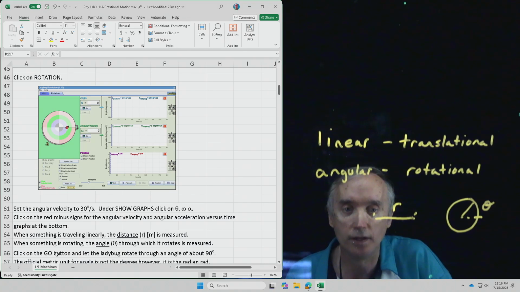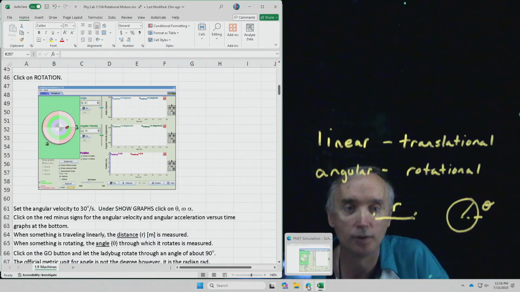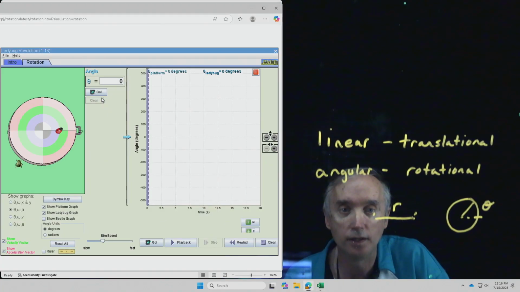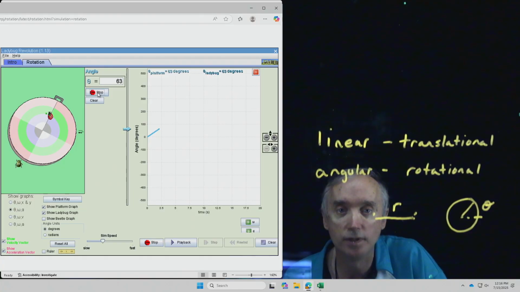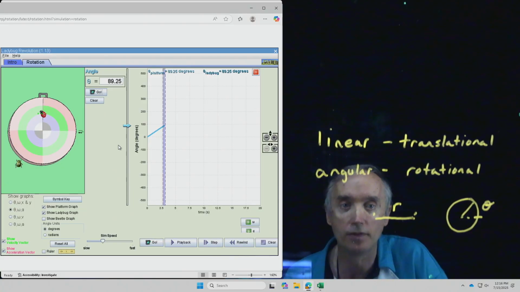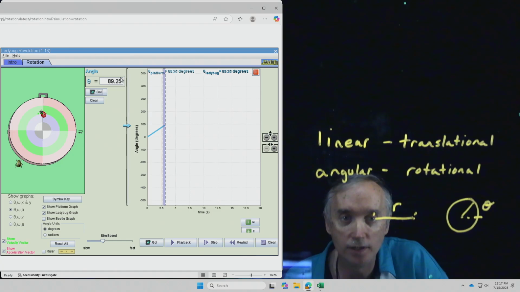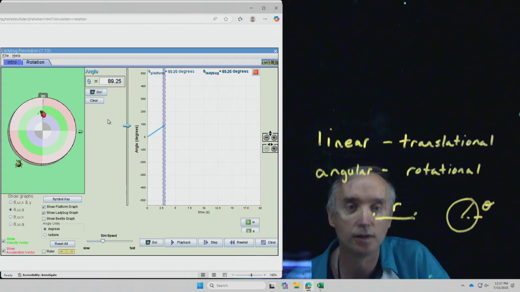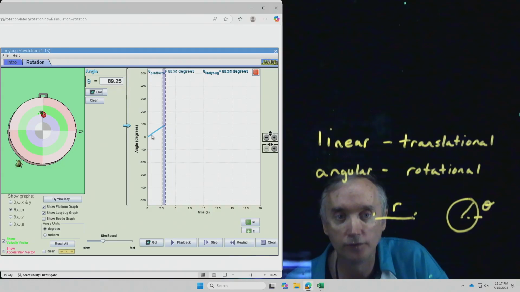So we're going to click on the go button and let the ladybug rotate through an angle of about 90 degrees. Okay, so that it doesn't have to be exactly perfect, but we're going to go back to here. We're going to hit the go button, and then we need to let the ladybug stop when he or she gets to about there. So as you can see, the angle isn't exactly perfect up here, but it should be close to 90 degrees.